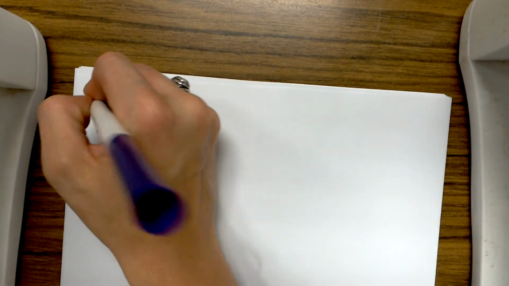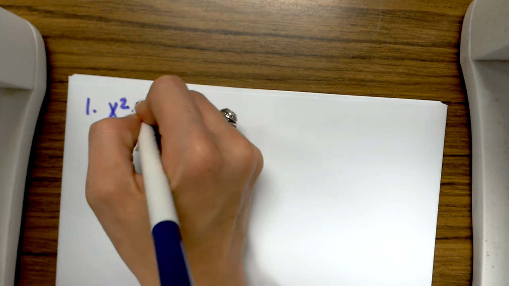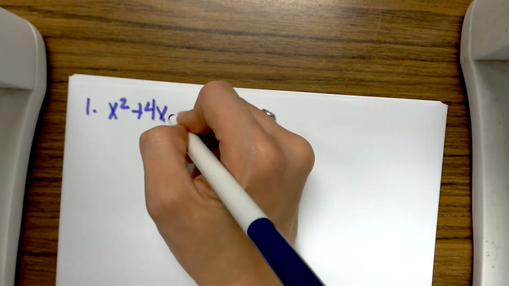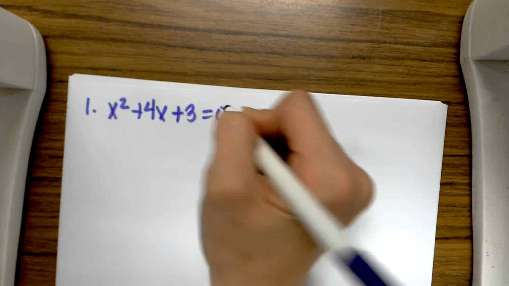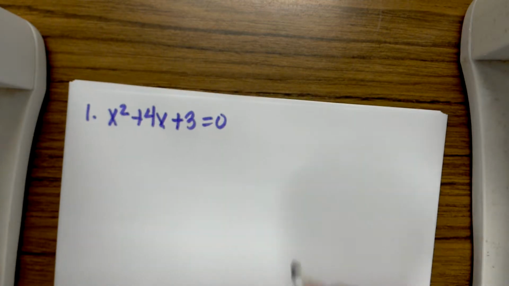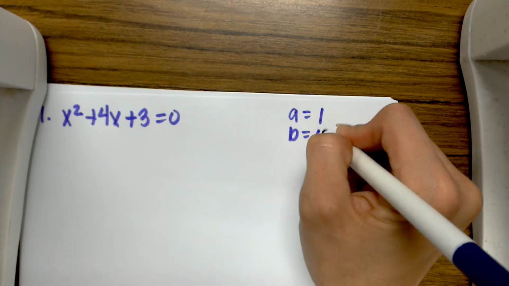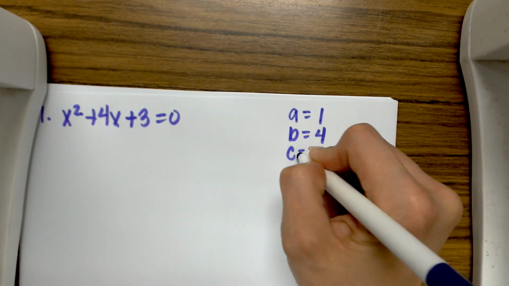So let's go ahead and do, on your notes, on the front of that page that we started on yesterday, number 1, okay? Number 1 is x squared plus 4x plus 3 is equal to 0, okay? So my first step is to make sure it's set to 0. Well, it's set to 0. We got it. It's done. My next step is to write down my givens. So what is my A? My A is 1, my B is 4, and my C is 3.